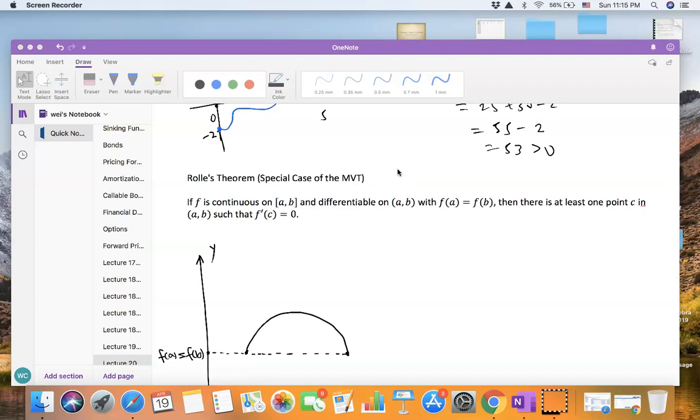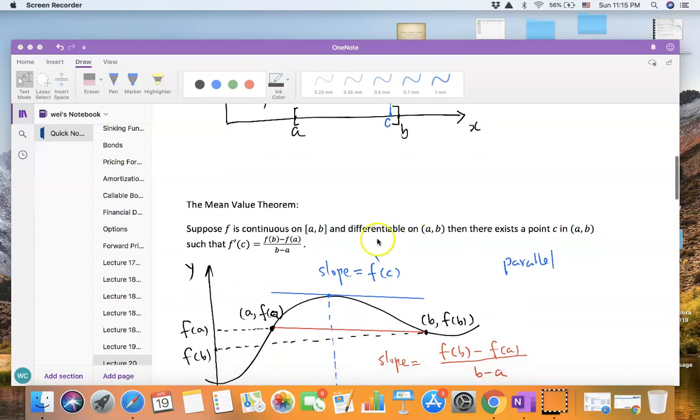Okay, so from this definition, we can see why this theorem is a special case of the mean value theorem, because it has one extra condition, which is it requires the function value to be the same at these two endpoints a and b, right? And in the mean value theorem, we don't see anything about what will happen to the function at these two endpoints.